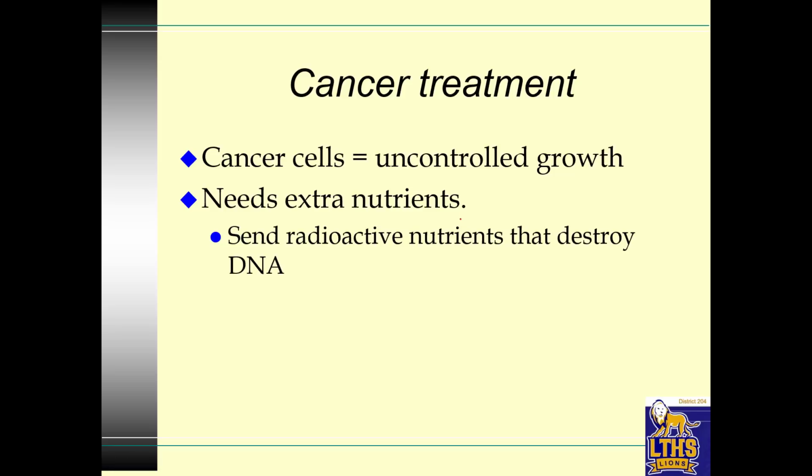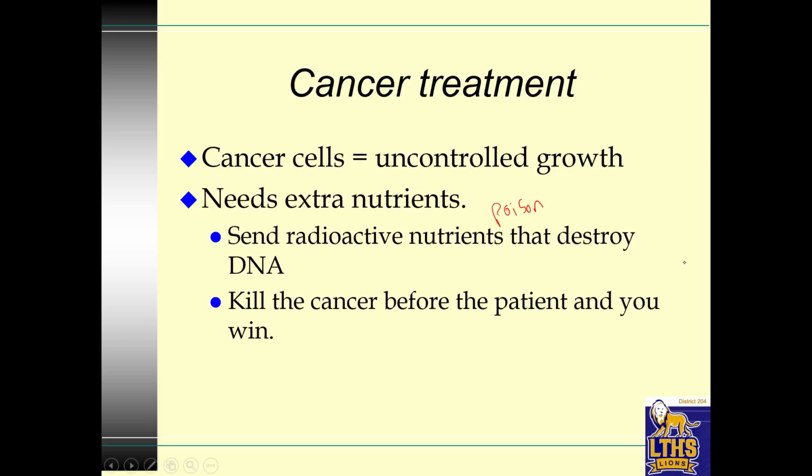Now these radioactive nutrients are also called poison. Okay? And that poison does kill the cancer cells, but it also kills you a little bit too. So the idea is because these things are absorbing nutrients so much more than regular things, we're going to put that poison in and it's going to kill the cancer cells before it kills the patient. And as soon as those cancer cells are dead, they stop giving it to the patient.